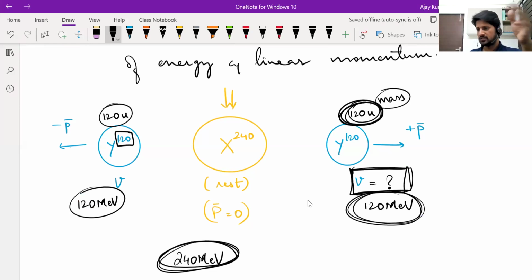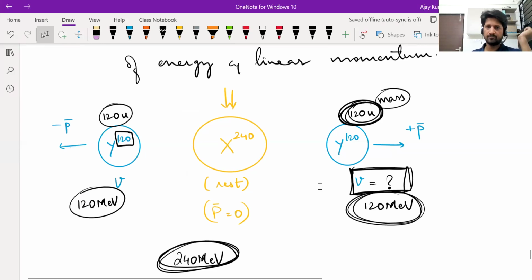Okay, so they can ask you questions based on any of these. It just depends on how much time they want you to spend on the question. They may directly ask what is the energy released in the reaction, or they may ask what is the energy of individual fragments. They may ask what is the speed of individual fragments also. You'll have to go deeper and deeper, I mean, solve further and further.